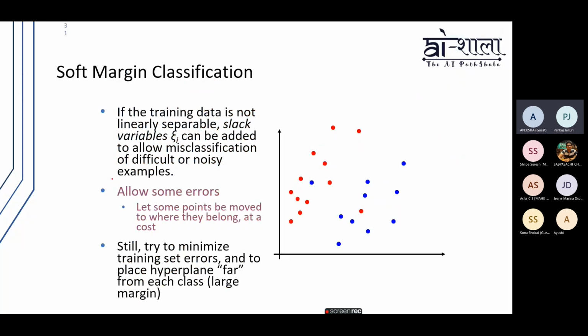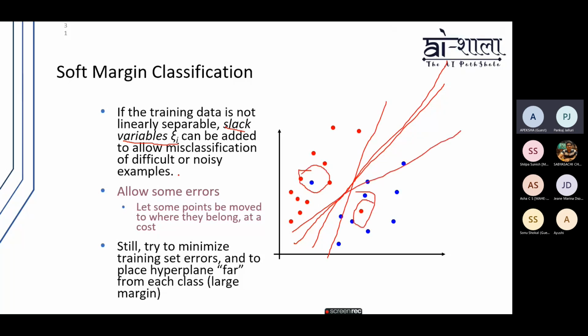In the non-separable case, there is a slack variable. A slack variable is added to the equation, because you can see this blue point lies inside the red points. No matter how you draw the linear boundary, this blue point will always be on the left side, and this red point will always be on the right side. Any line would never classify this point. So what is a slack variable?